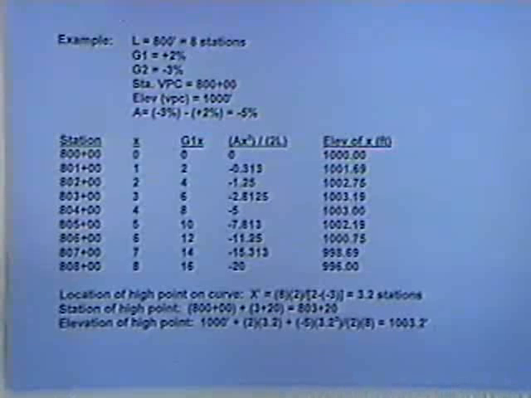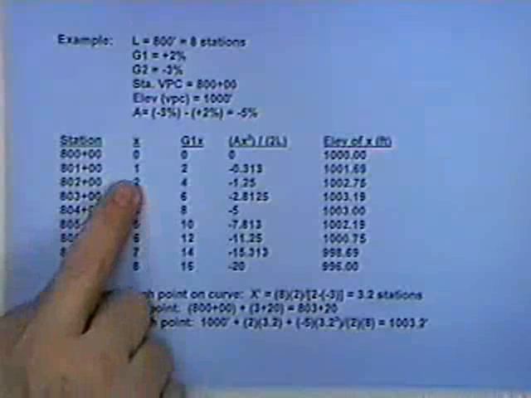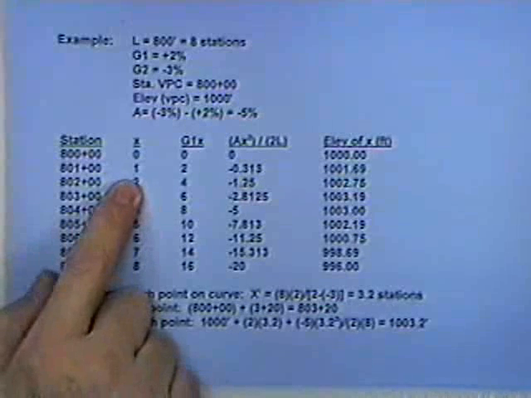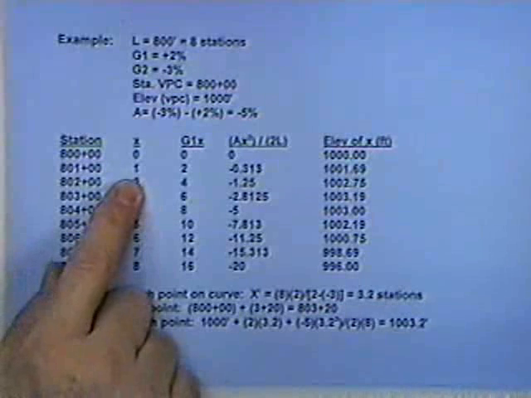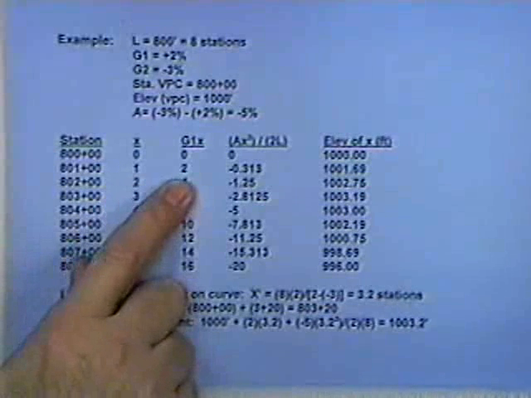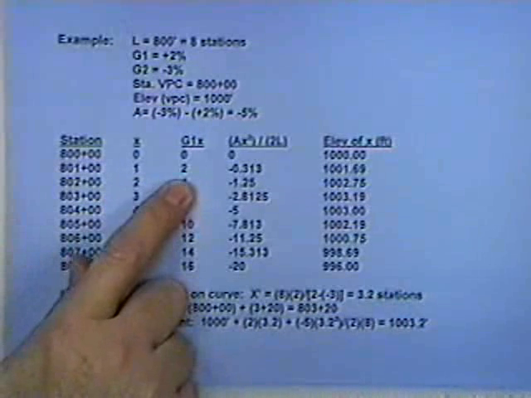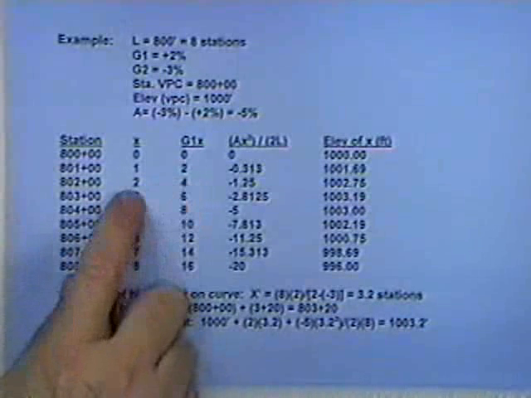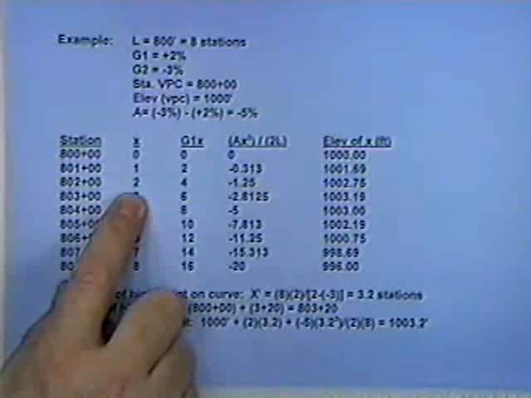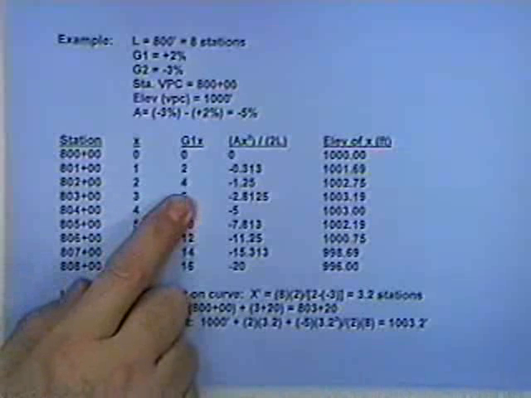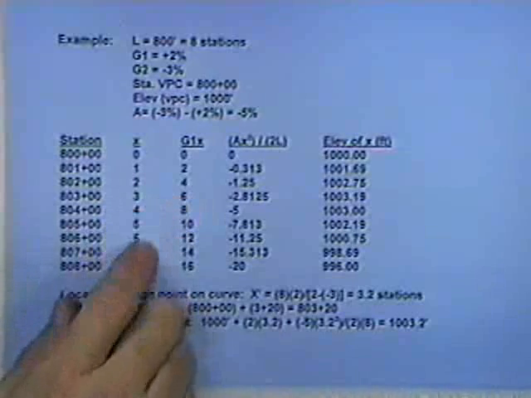And this particular formulation, they're working in stations. The next column in this particular problem says the grade 1 times the horizontal distance. So when we go one station or 100 feet from the start of the curve along that grade line, we have our grade times the length, 2 feet higher at that point along the tangent. At 200 feet from the start of the curve, we're 4 feet higher than what we started, and right on down the line.